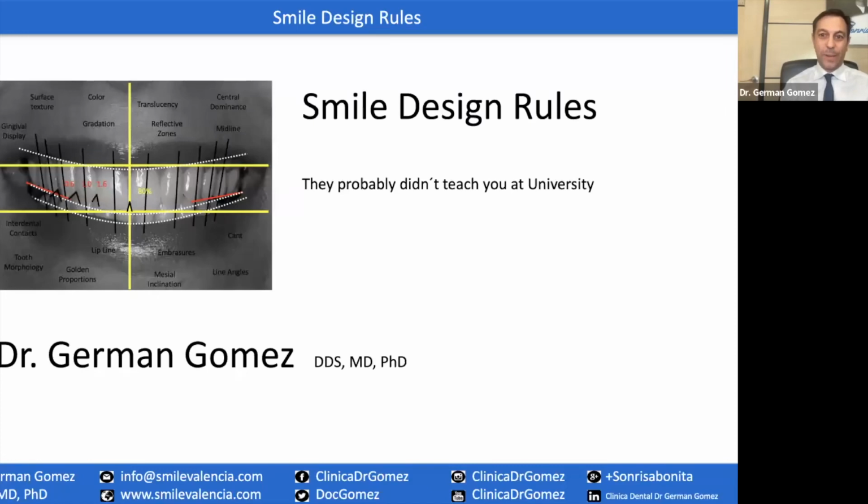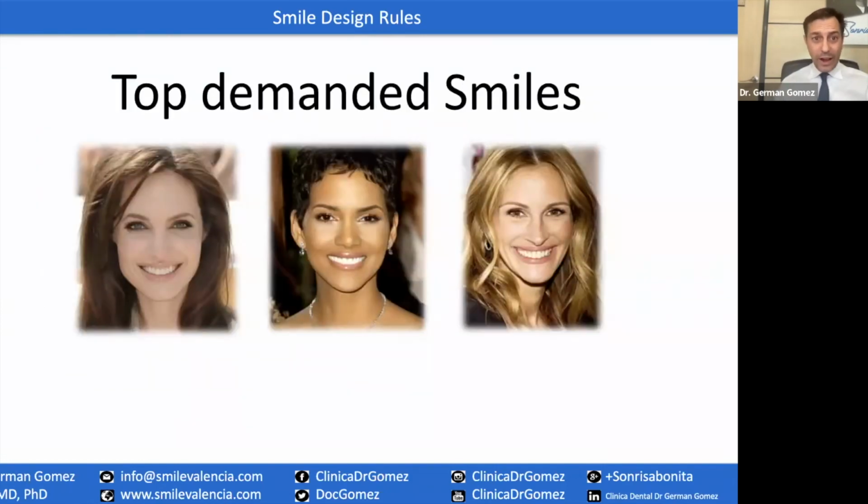And let's start. Smile design rules they probably did not teach you at the university. Well, here are the top demanded smiles of the patients. And I want to come back to these smiles later, after we have learned about the smile design rules, and we just see these smiles again at the end, under another view, okay?